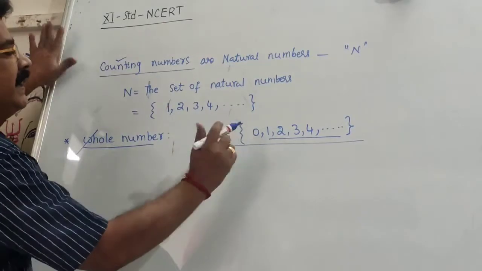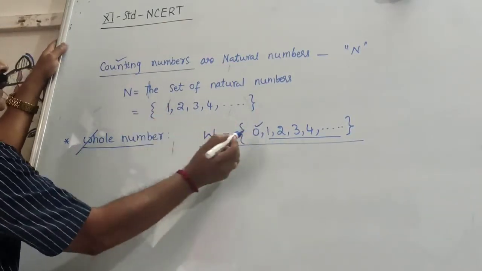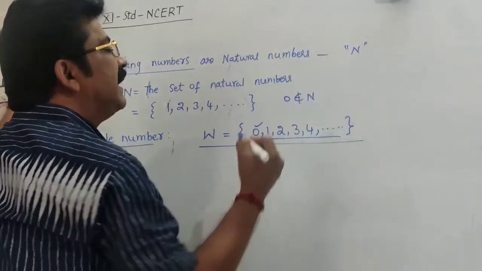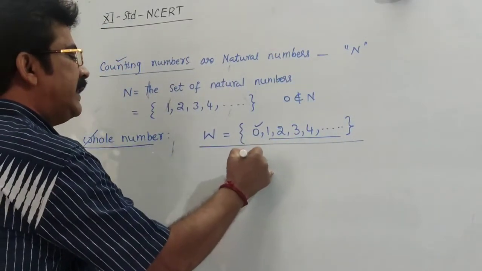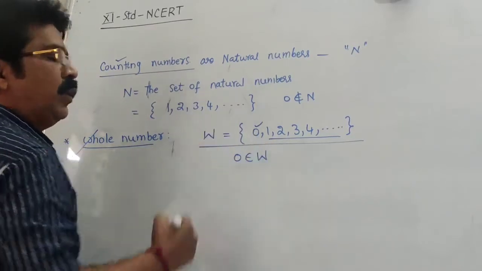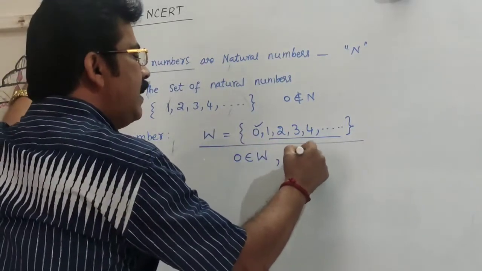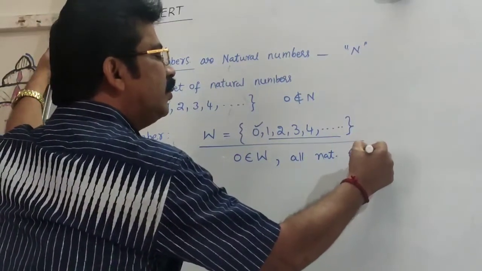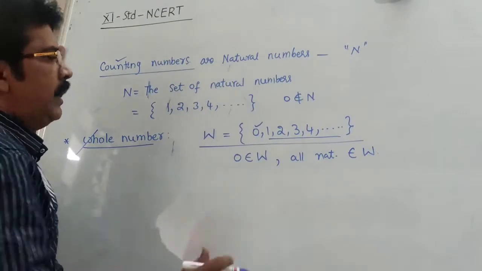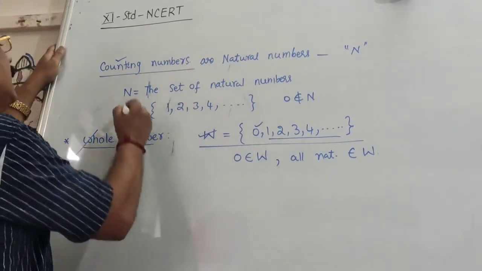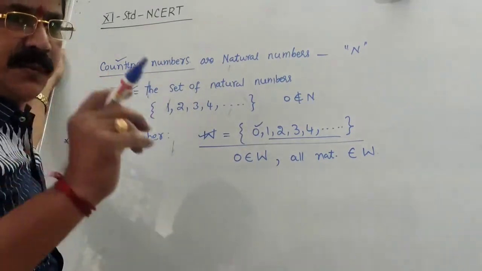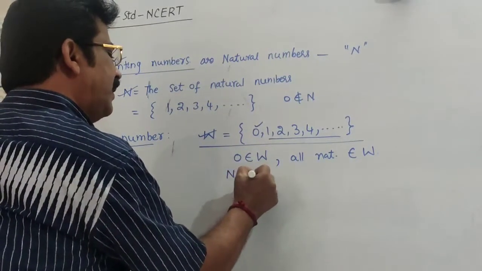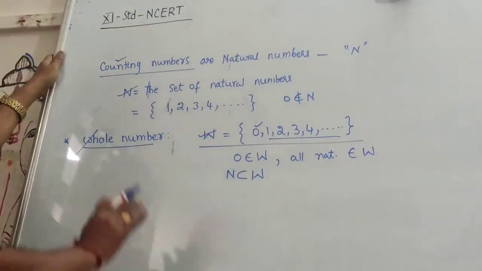So where is the difference? Here is the difference. 0 does not belong to the natural number set N. 0 belongs to W, the whole numbers, and all natural numbers belong to W. Therefore, W is the superset and capital N is the subset. Understand? So we can write N is a subset of W. Right. This is the second.